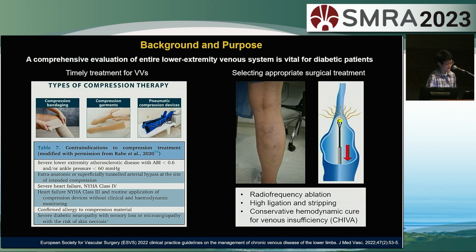Compression therapy effectively relieves varicose vein symptoms, but it's contraindicated in severe peripheral artery disease. Comprehensive evaluation and early detection of varicose veins in patients with diabetes is clinically crucial because they require timely treatment for varicose veins before the onset of severe peripheral artery disease to prevent mixed ulcers and select appropriate treatment strategies.